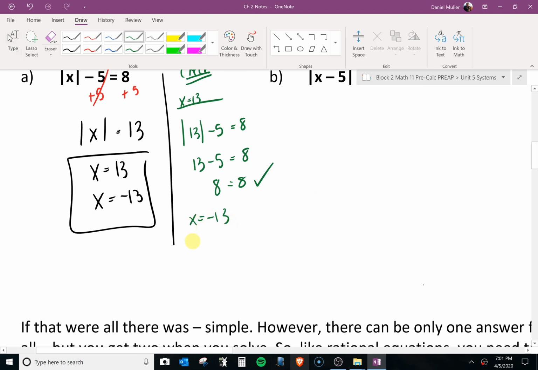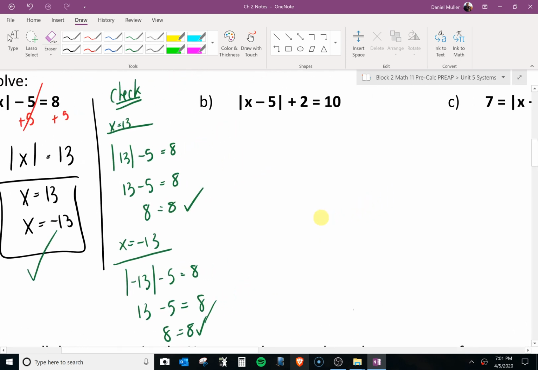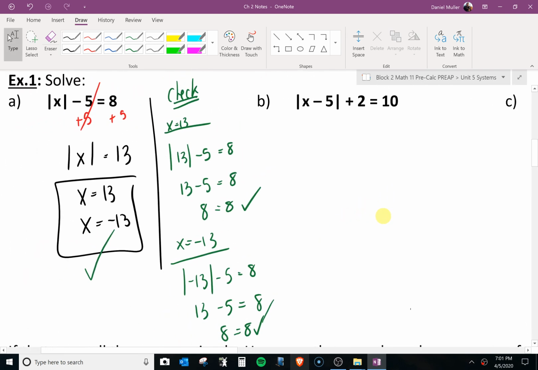And then there's another option. x equals -13. So you put -13 in there, where your x was. The absolute value of -13 minus 5 equals 8. The absolute value of -13 is just 13. 13 minus 5 is 8, and 8 is equal to 8. So these both work. Sometimes they won't work, but these ones both do. So again, you get the absolute value alone, and then usually the answer becomes pretty obvious in these ones, but it's not always the case.